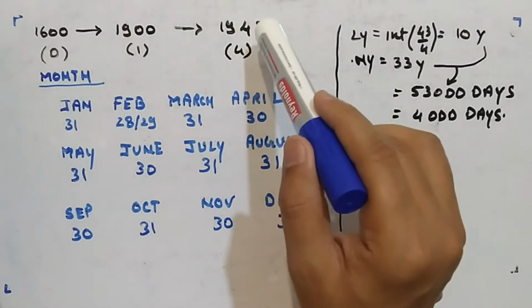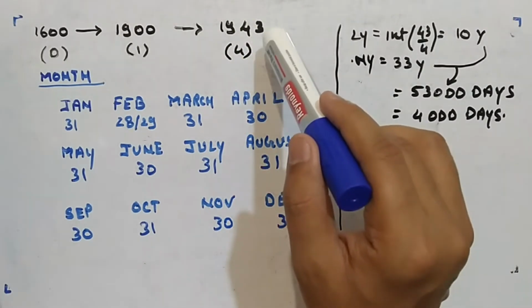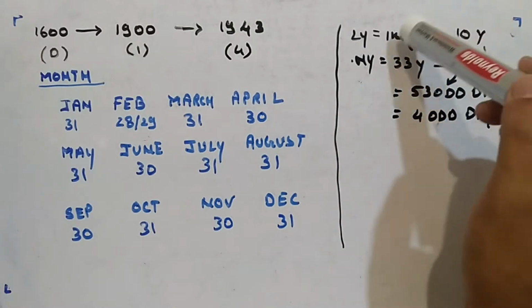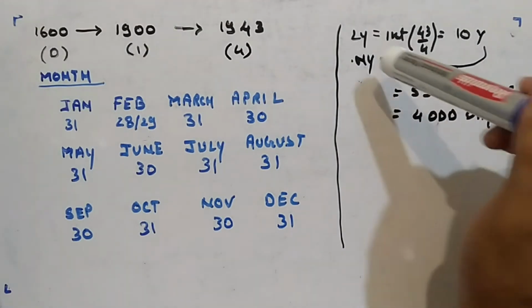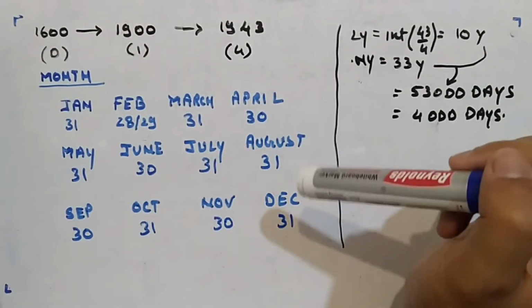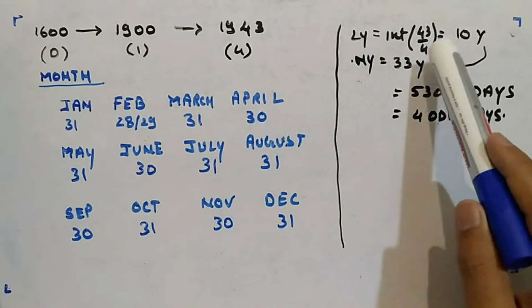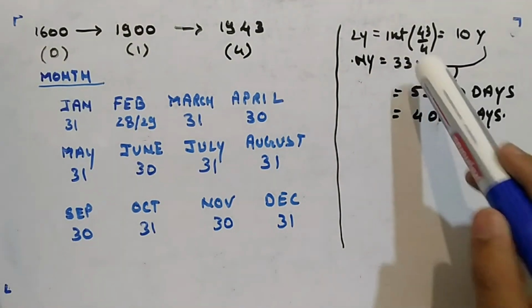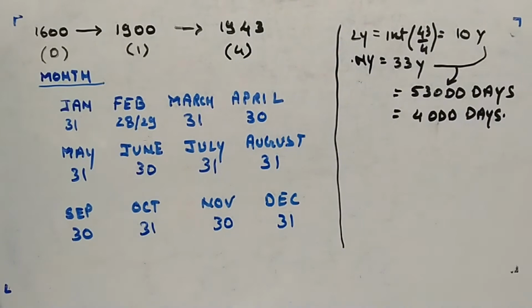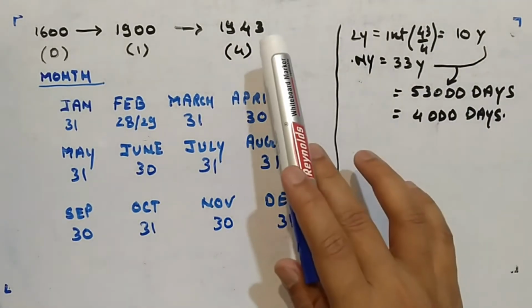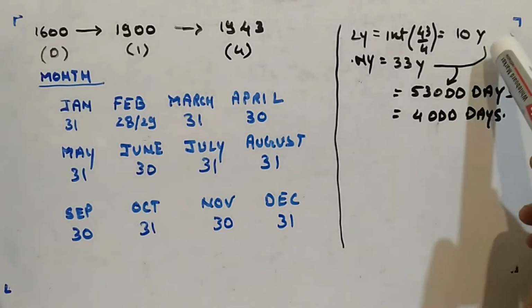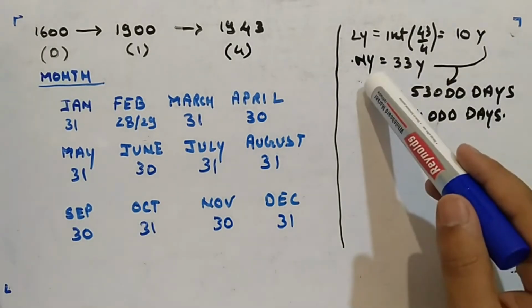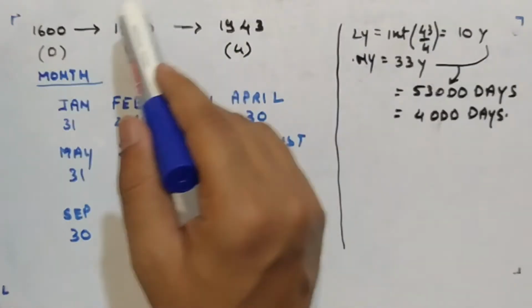43 is not divisible by 4, so we take only the integer part of dividing it by 4. That will be the number of leap years between 1900 and 1943. 43 divided by 4 is 10 point something, so you take the integer, which is 10. Subtracting that from 43, you get the normal years, which is 33. So we have 10 leap years and 33 normal years in this period.